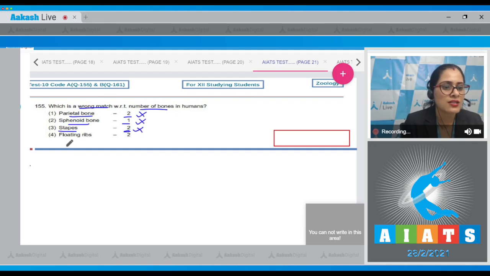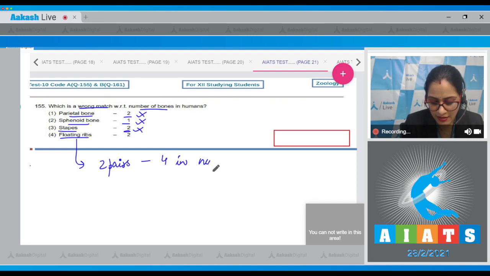And the last option is floating ribs. There are 2 pairs of floating ribs, so the number should be 4, and as the number given in question is 2, this is an incorrect match and is the correct answer to our question, which is option number 4. Let's proceed to the next question.